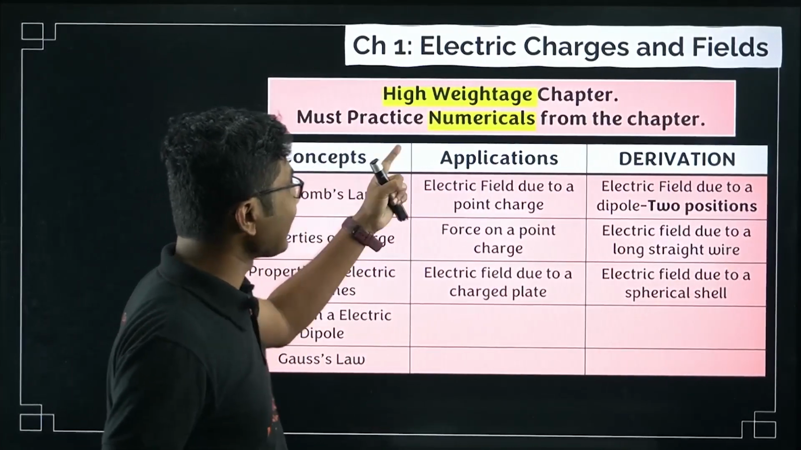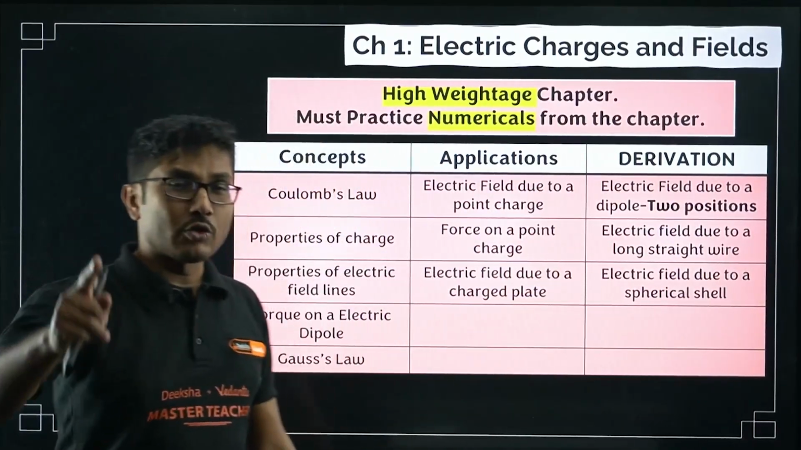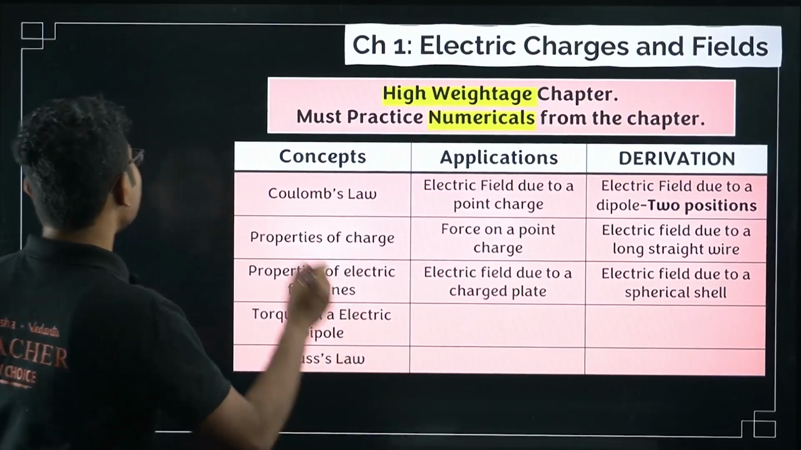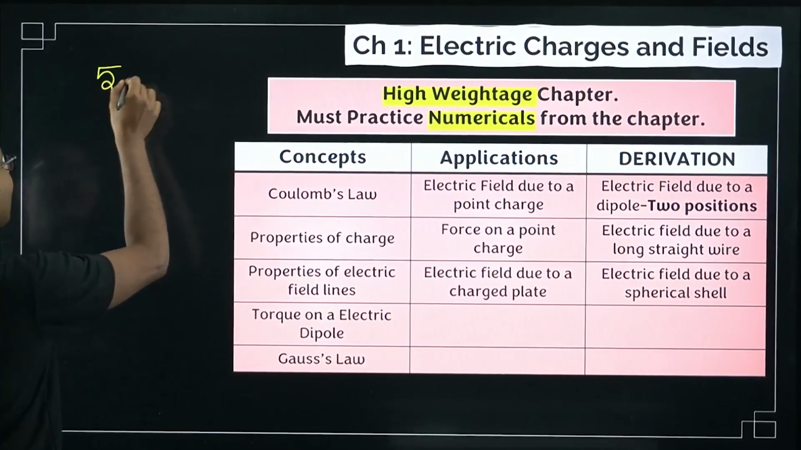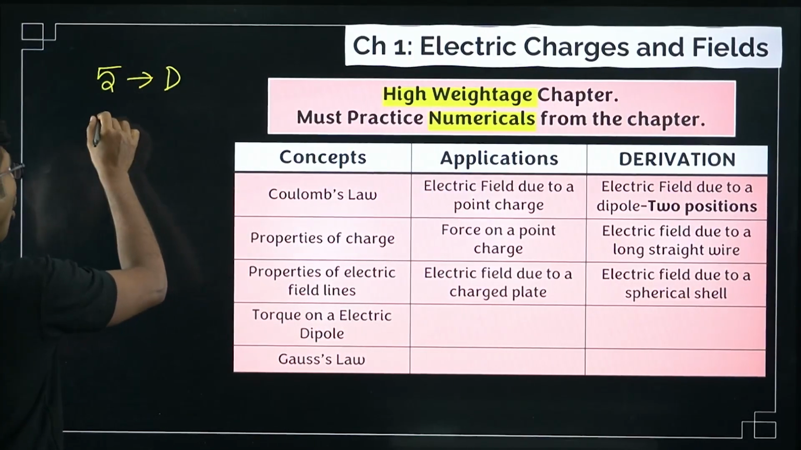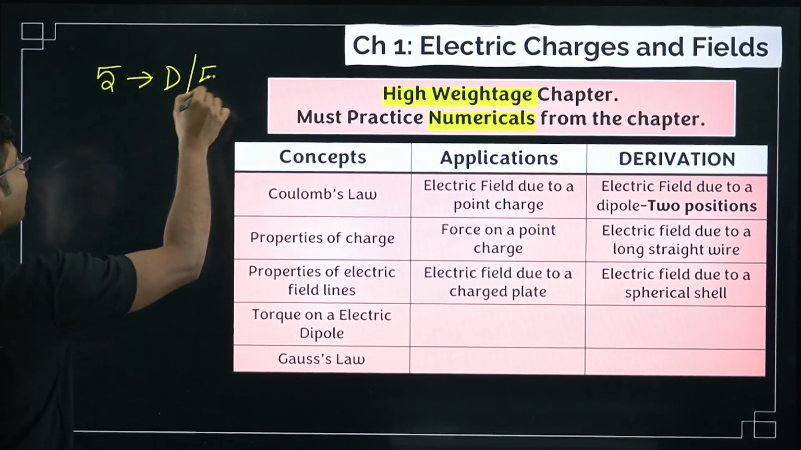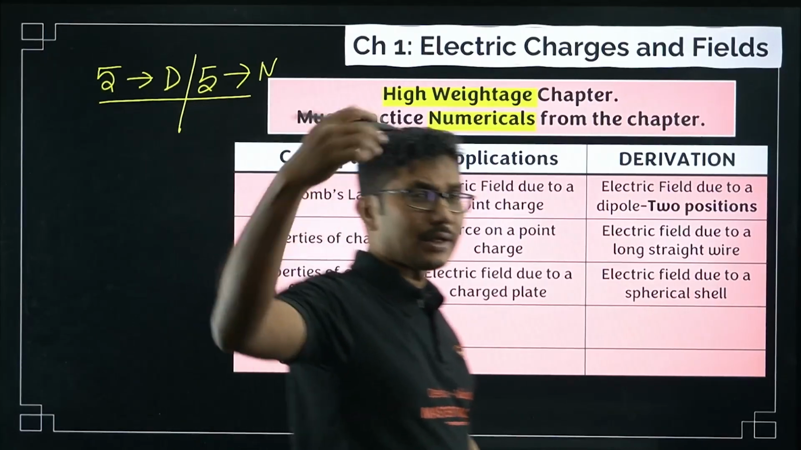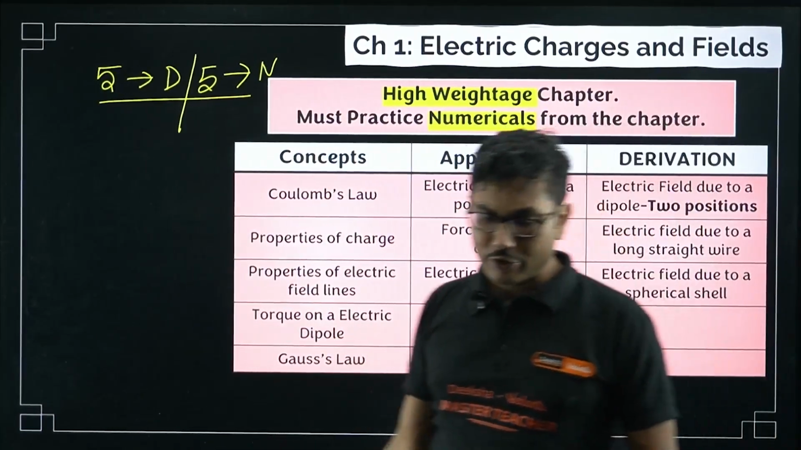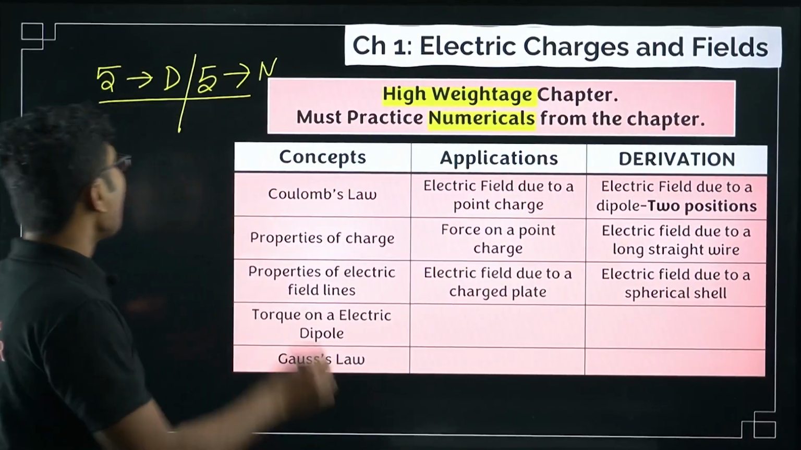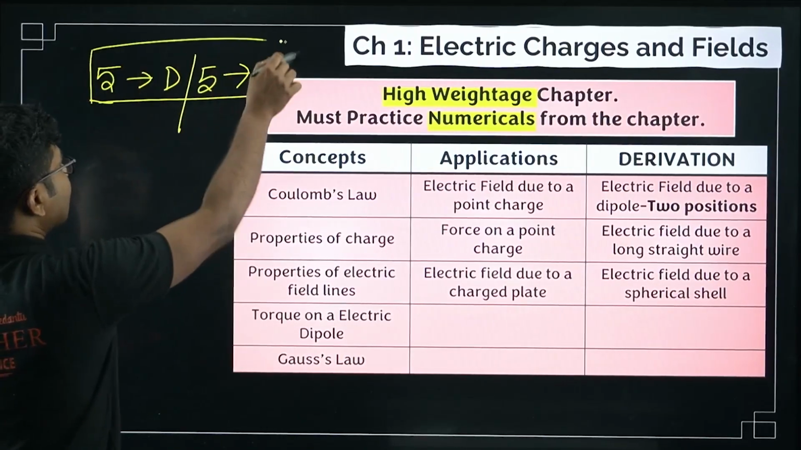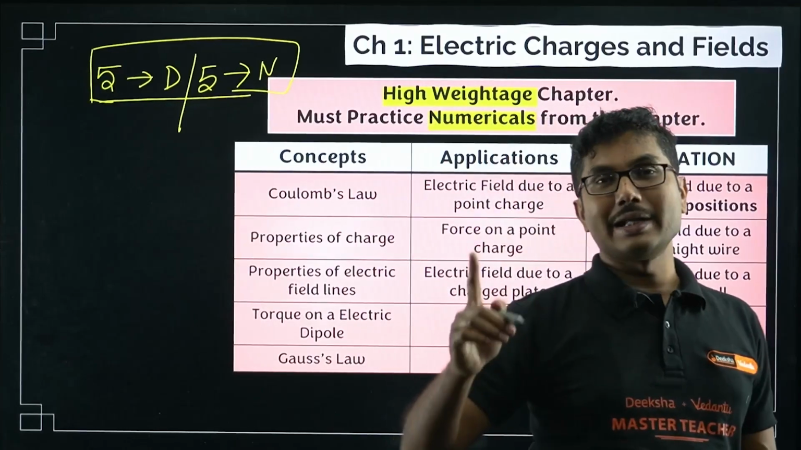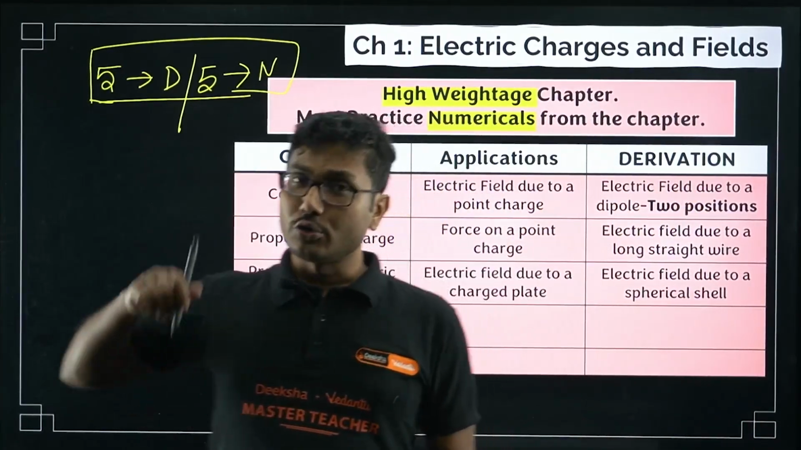chapter. So must practice numericals from this chapter, even though there is no guarantee that a numerical will come from this chapter, but it is guaranteed that either a 5 marker derivation question or a 5 marker numerical question will come from this chapter. This chapter is paired with the next chapter, electrostatic potential and capacitance. So from the next chapter and this chapter, one numerical question and one derivation question is sure shot. So don't miss that.